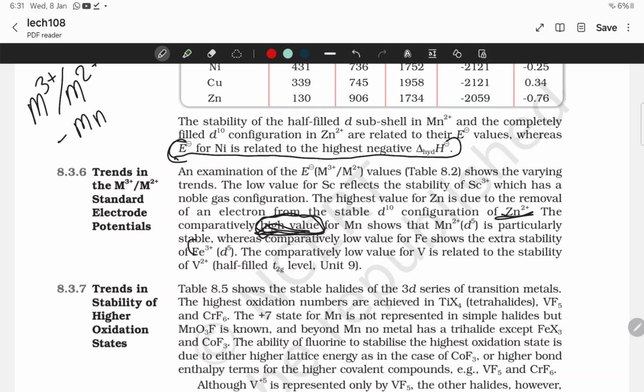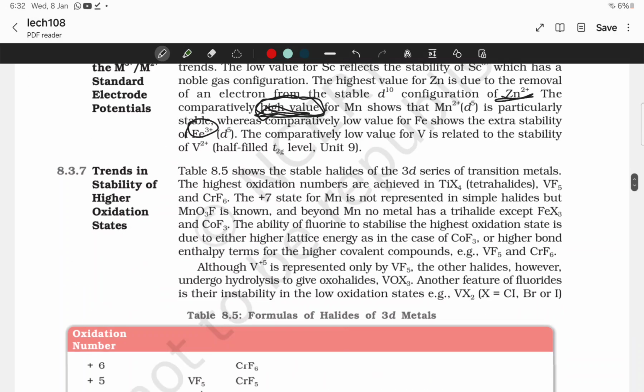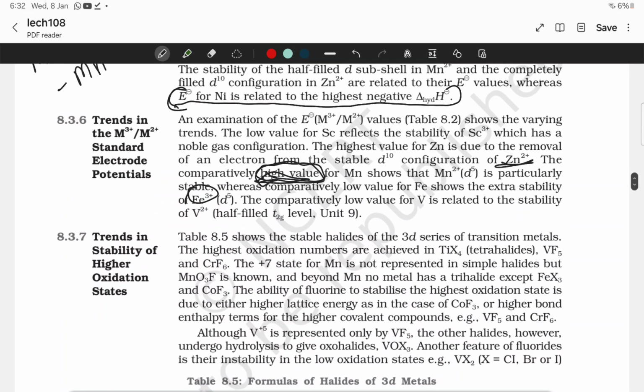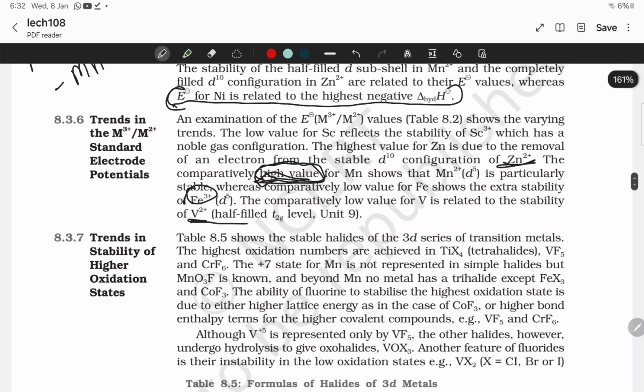Fe3 plus to Fe2 plus will show a low value. Fe3 plus has a half-filled subshell. Fe2 plus does not have a half-filled subshell, so which is preferred? Half-filled is preferred. Therefore, iron will have a low value, and vanadium also will have a low value related to its stability. That is, vanadium has a low value because of its stability of what? Half-filled t2g. Okay. Yes.